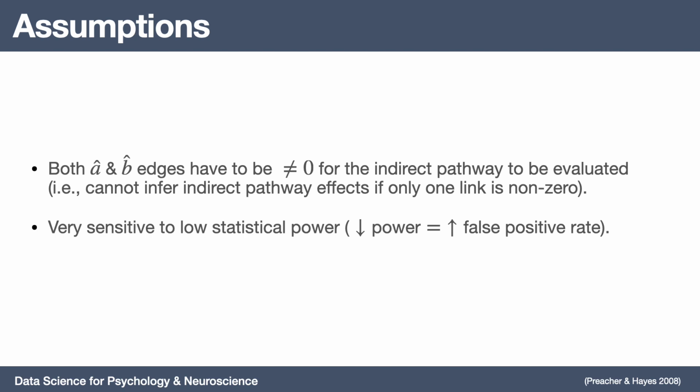In addition, both A and B are very sensitive to low statistical power. Actually, I take that back. Mediation models in general are very sensitive to low statistical power. Low power gives you a high false positive rate on these hierarchical models. So you want to be sure up front that you have enough power in your data set in order to reliably estimate these regression model parameters for estimating your indirect pathway effects.